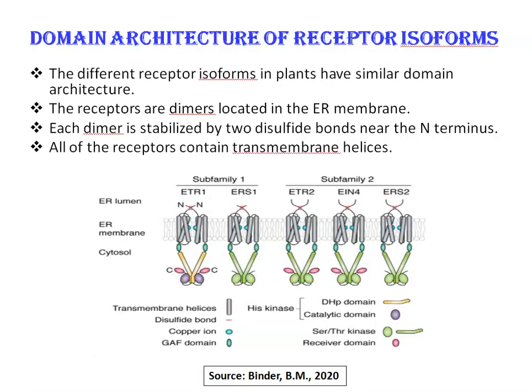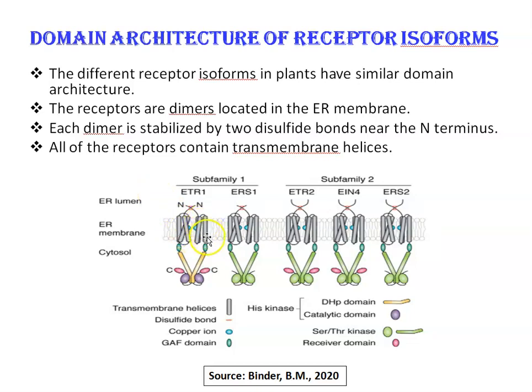Next is the domain architecture of receptor isoforms. Different receptor isoforms in plants have similar domain architecture. Just look at this diagram. These 5 are receptor isoforms, right? ETR1 and ERS1 belong to subfamily 1, and ETR2, EIN4 and ERS2 belong to subfamily 2, right? Now, this is the endoplasmic reticulum membrane, this is the cytosol and the endoplasmic reticulum lumen.